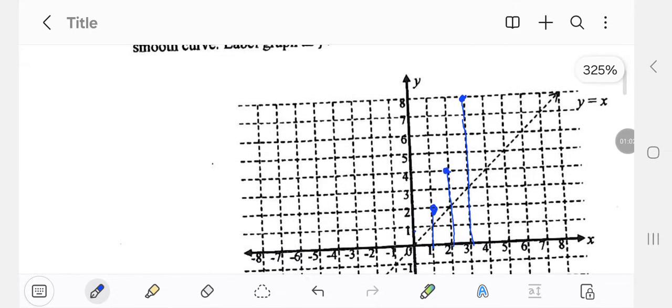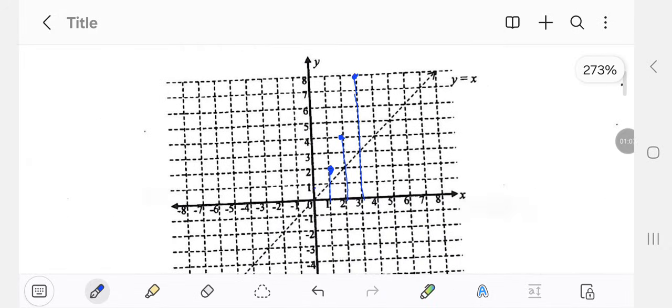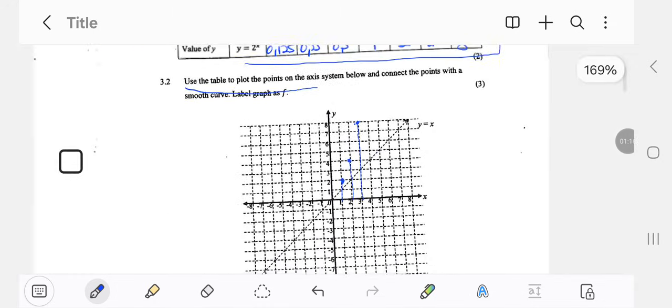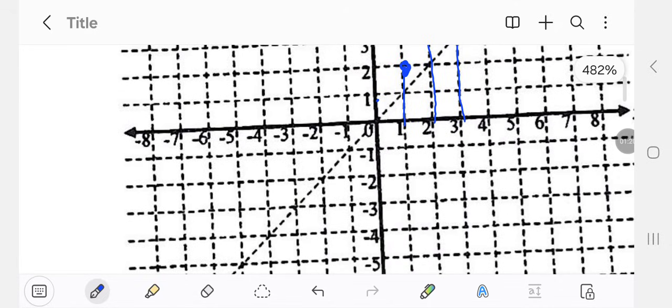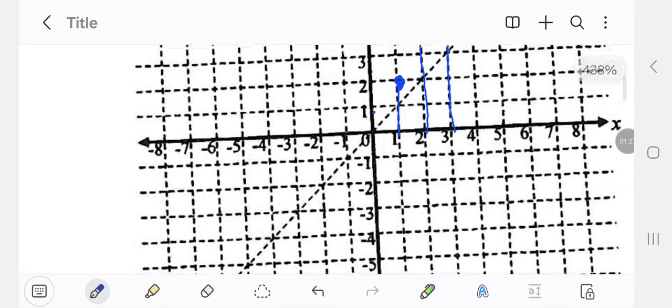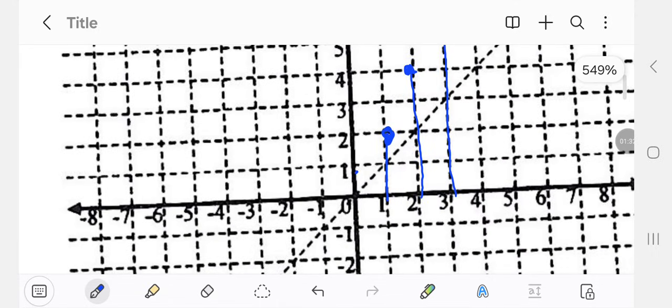3 and 8, they meet here, there. And then 2 and 4, they meet there. 1 and 2, they meet there. And then we have minus 1, x, and 0,5, y. Minus 1 and 0,5, minus 1 here and 0,5.